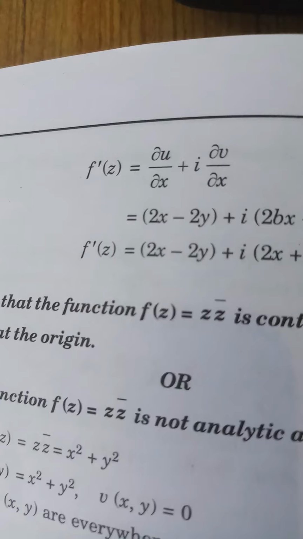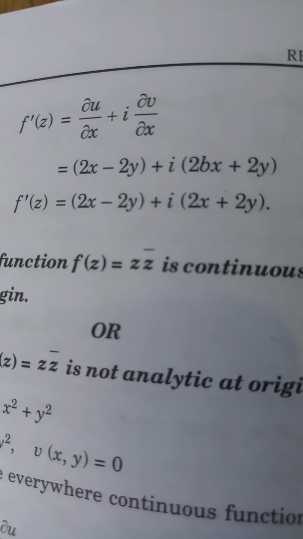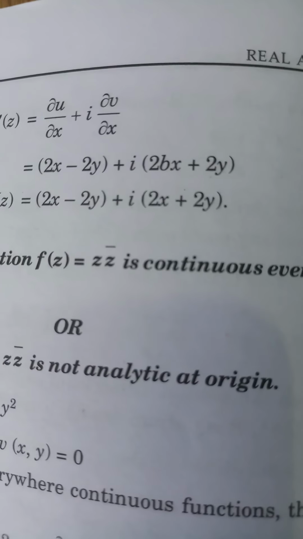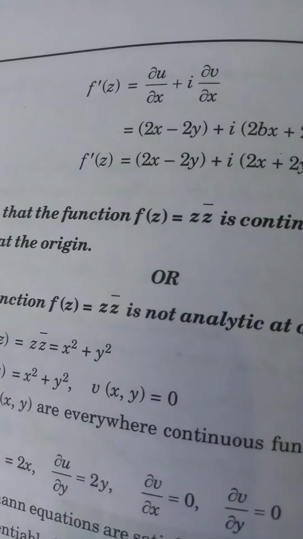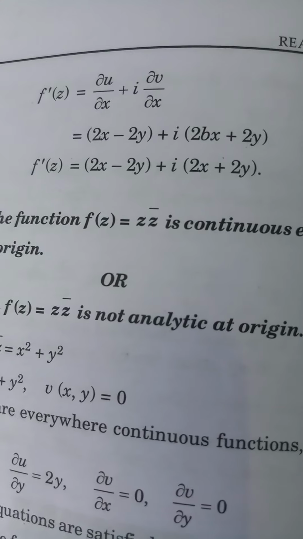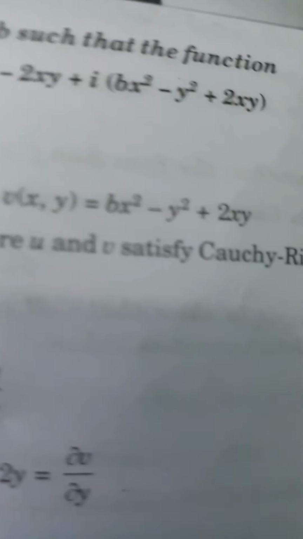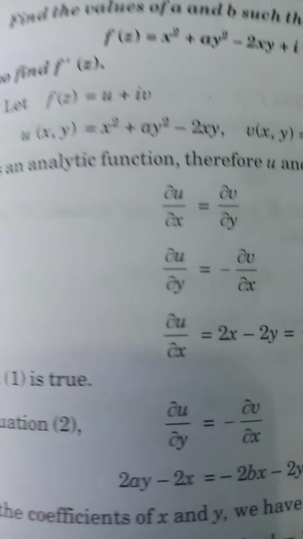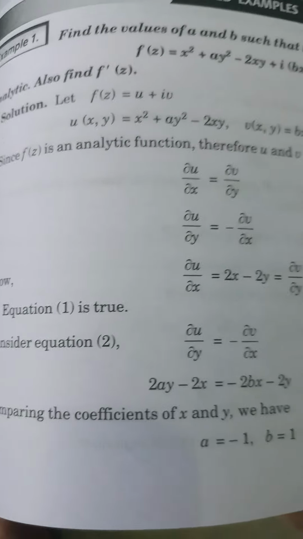Now f dash z equal to curly u by curly x plus iota curly v by curly x, which is equal to 2x minus 2y plus iota (2bx plus 2y). Hence f dash z equal to 2x minus 2y plus iota (2x plus 2y), because CR equations are satisfied. Since f(z) is an analytic function, therefore u and v satisfy Cauchy-Riemann equations. When Cauchy-Riemann equations are satisfied, we can differentiate the function.